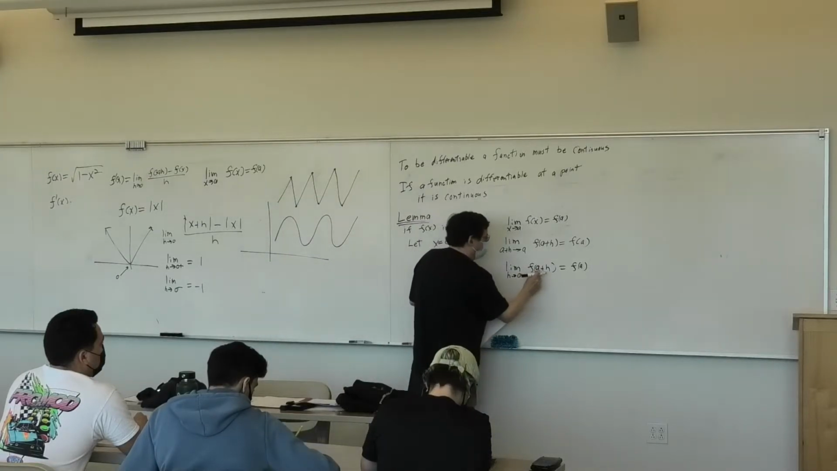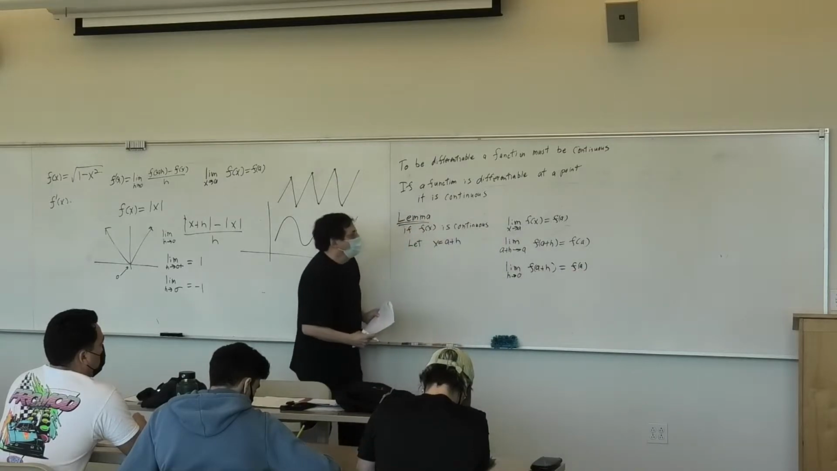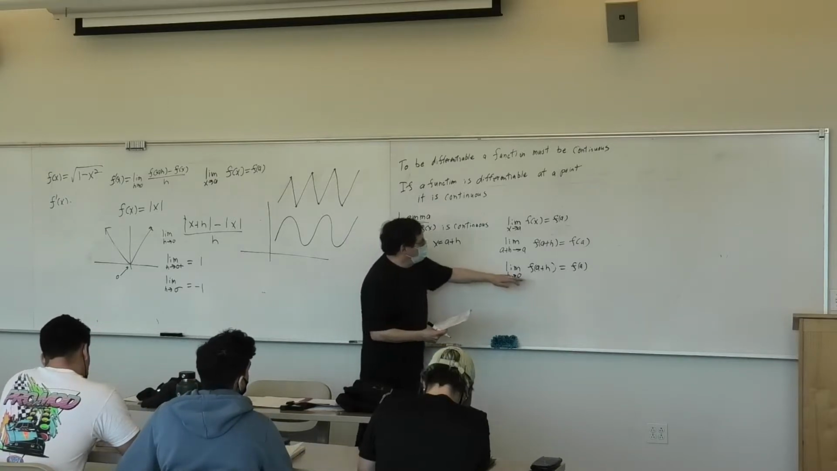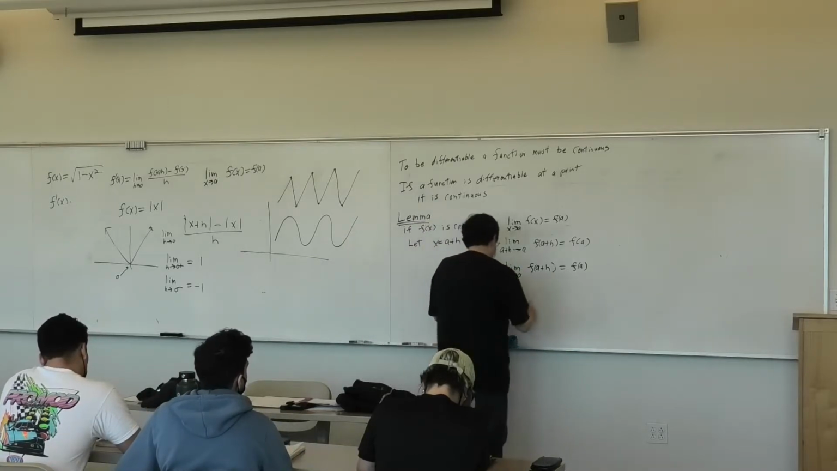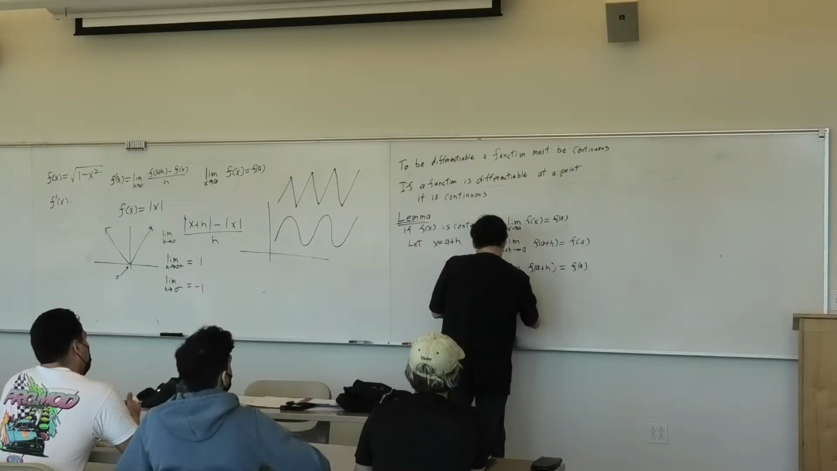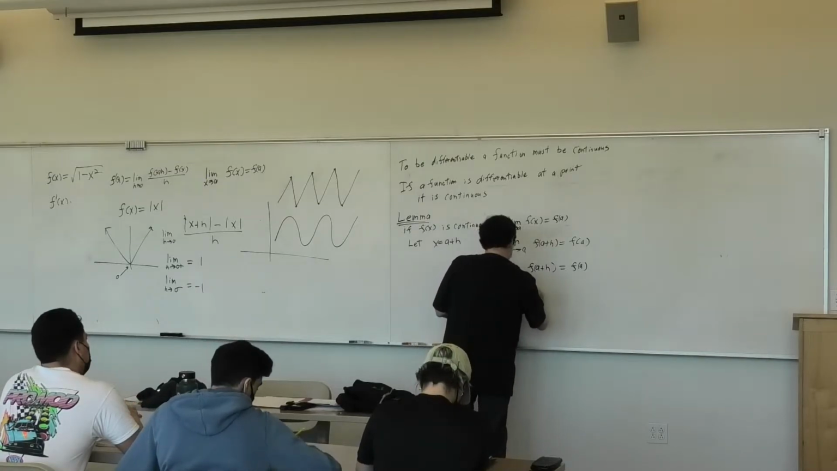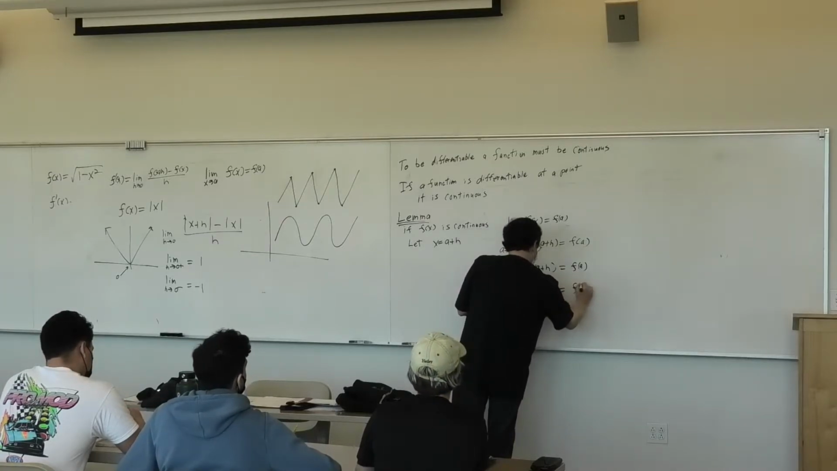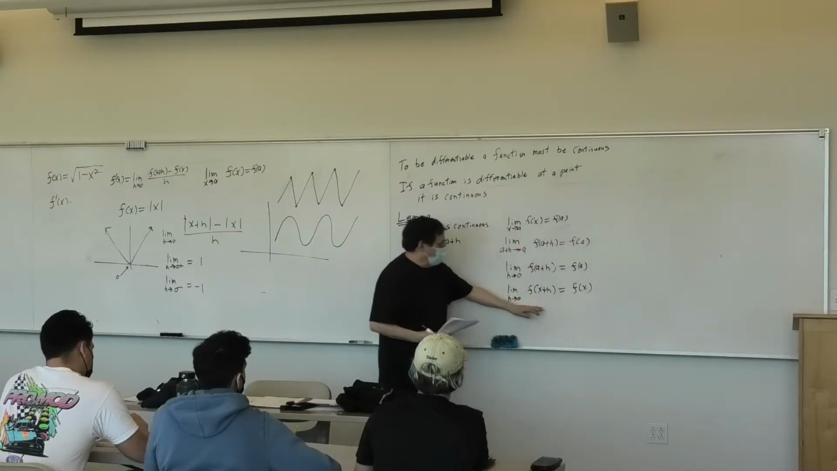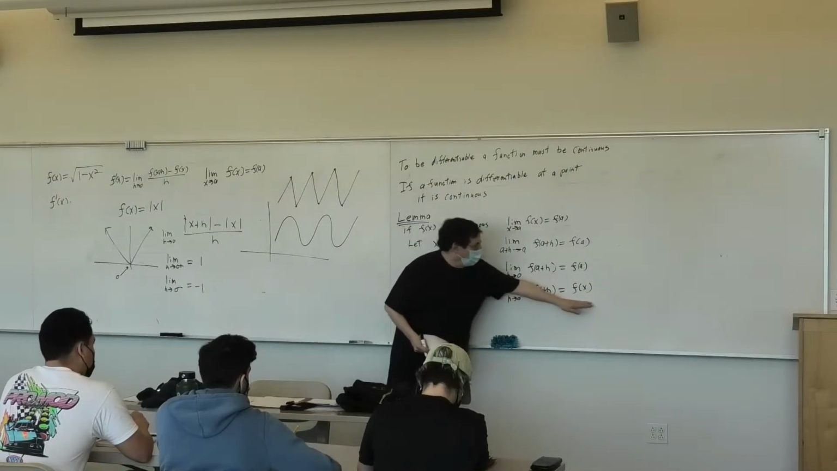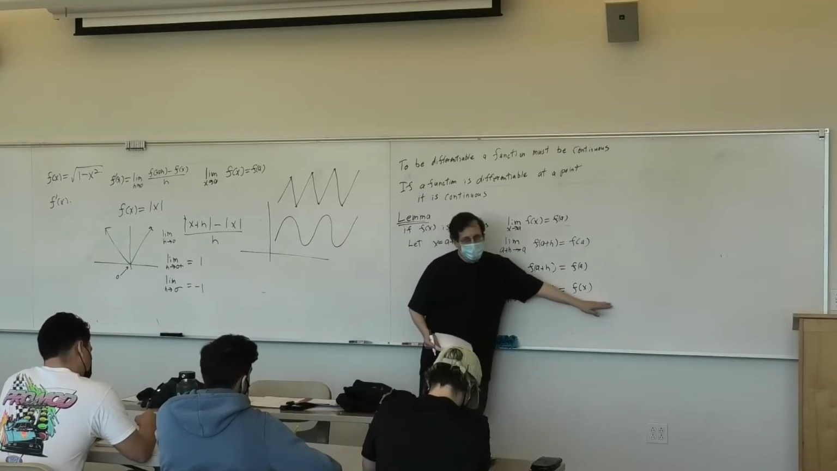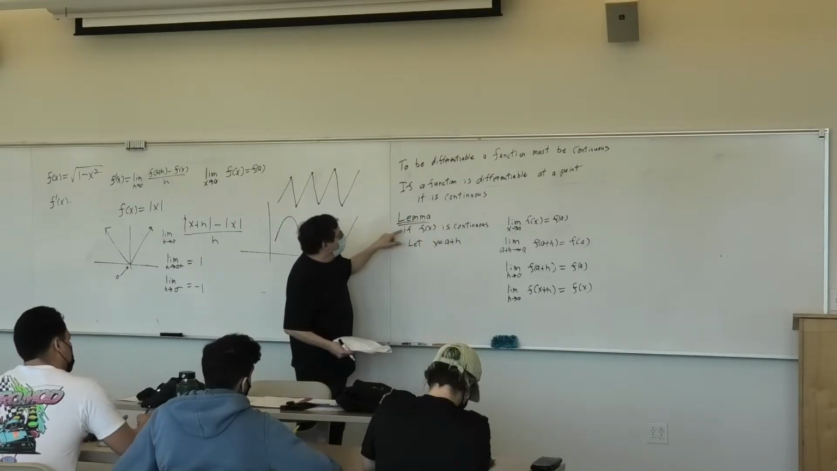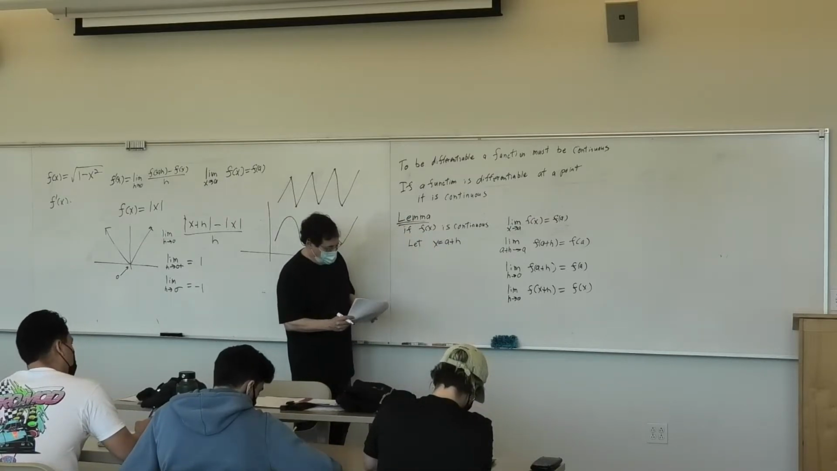Well, this is true for all a. I didn't specify a, so I can just replace a here with x. And I can say that the limit as h approaches 0 of f of x plus h equals f of x. Okay, that's my lemma. This is what I wanted to show. In retrospect, it seems kind of obvious, but it's actually only true because f of x is continuous. That was the requirement.